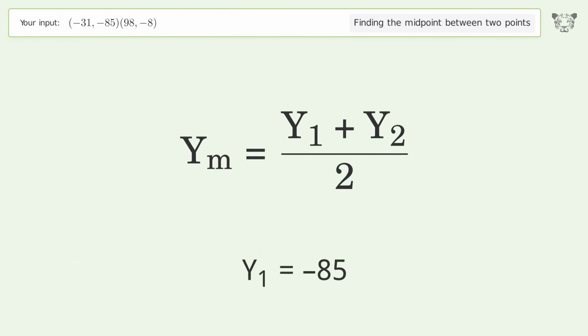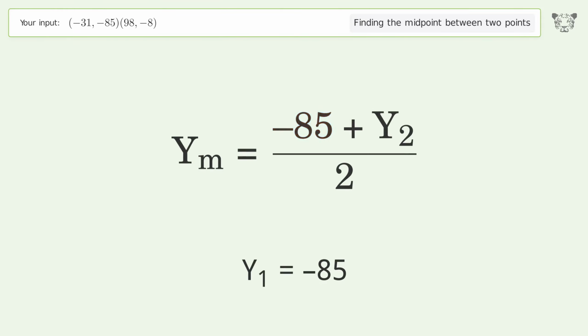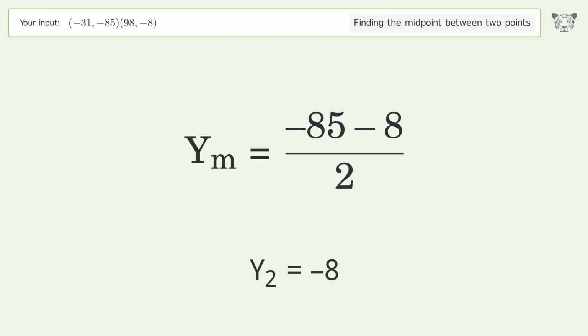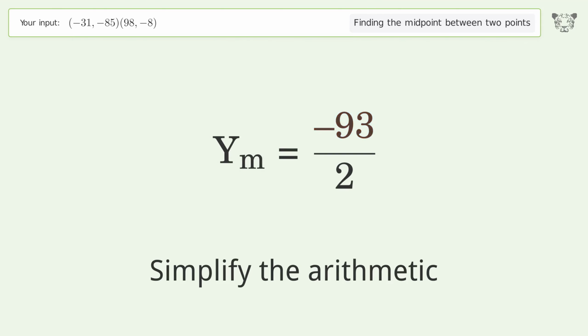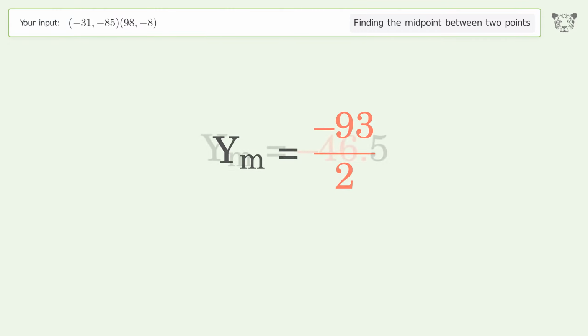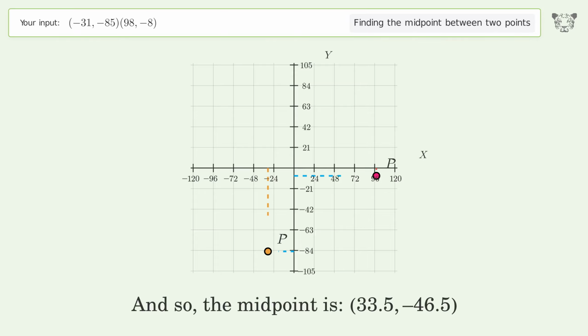y1 equals negative 85. y2 equals negative 8. Simplify the arithmetic. And so, the midpoint is 33.5, negative 46.5.